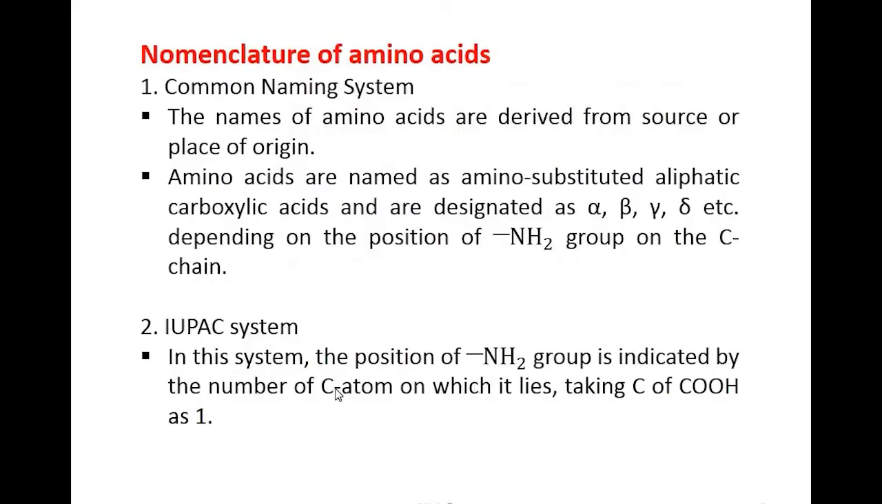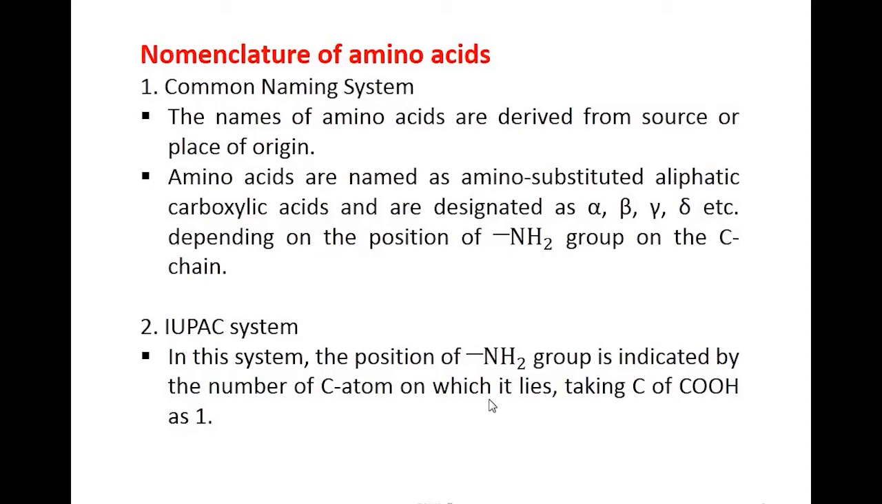Let's see nomenclature. Common naming system is very easy. The names of amino acids are derived from source or place of origin. Amino acids are named as amino substituted aliphatic carboxylic acids and are designated as alpha, beta, gamma, delta, etc. It depends upon the position of the NH2 group on the carbon chain. So we will understand this point as we see the structure and then name it. We'll do it in the next slide.